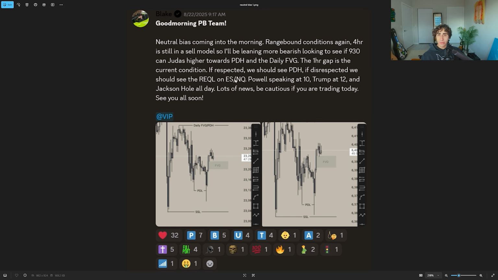The 4 hour is still in that higher time frame sell model. So on the higher time frame, we are leaning more bearish, looking to see if the 9:30 can juice higher towards previous day high and towards this daily gap. So I said the 1 hour is the current condition, right? I love having 1 hour gaps as conditions, meaning if it is respected and this 1 hour gap gets traded into and it doesn't get closed through and we start getting delivery up, then what could we expect? Then previous day high. Now what happens if this gap gets ran through? Then we can potentially see these relative equal lows here on ES and NQ.